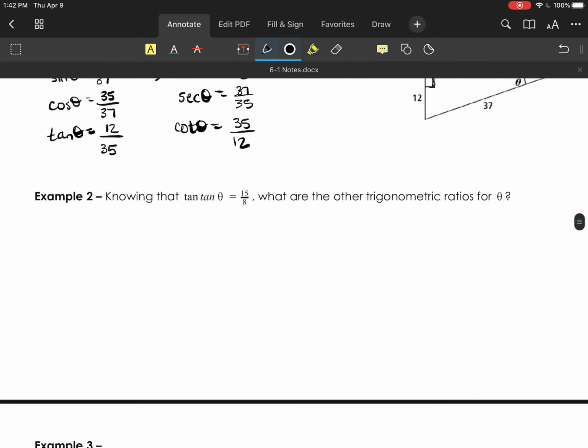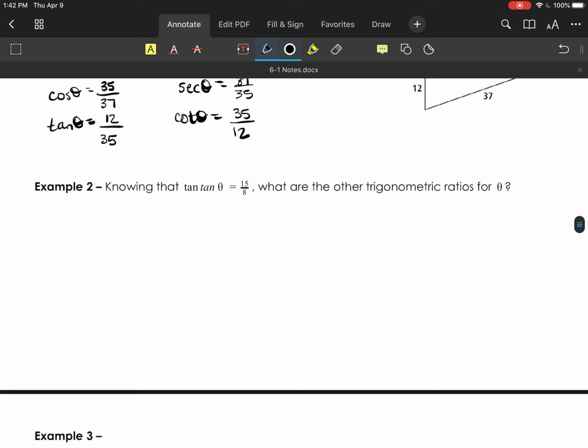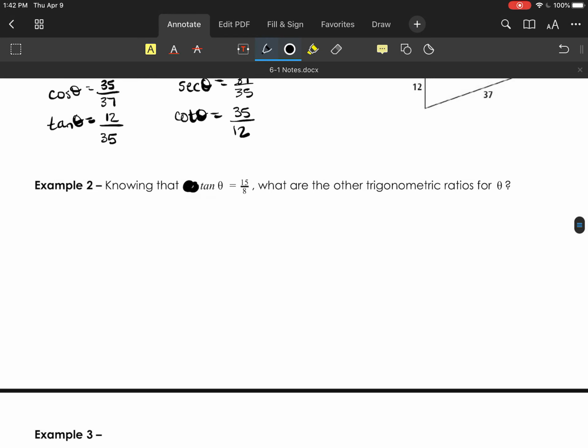So sometimes not all 3 sides will be given to you. So if you look at example 2, it says, knowing that tangent, this is a typo, cross that out. It says, knowing that tangent of theta is 15 over 8, what are the other trig ratios for theta? Whenever you're given a problem like this, always, always, always start by drawing a right triangle. That will be very important. So, and it does not matter what your right triangle looks like. It could look like any old right triangle. So I have a right angle, and I'm going to pick one of the other angles to be theta. It does not matter which one.